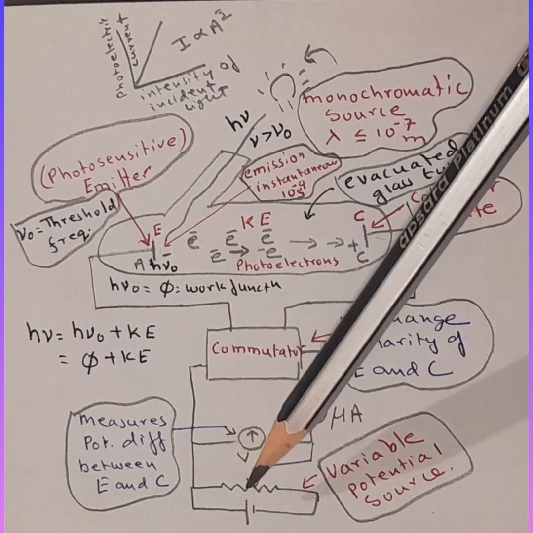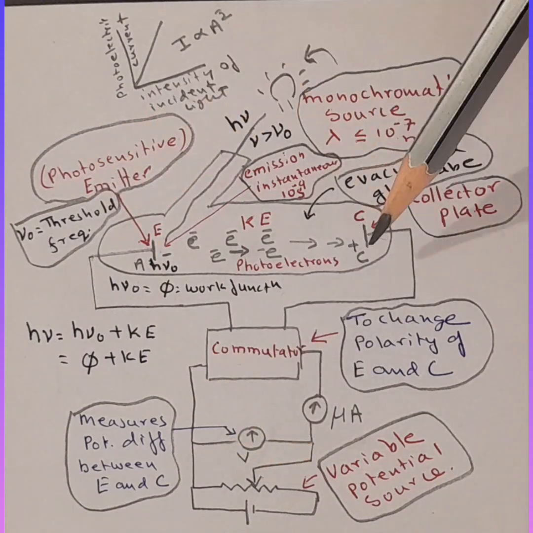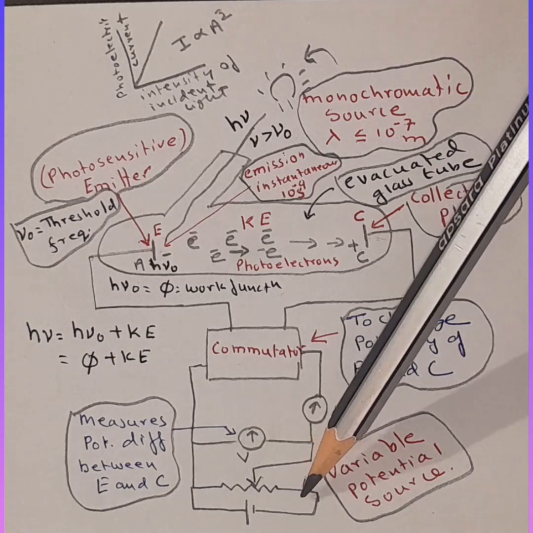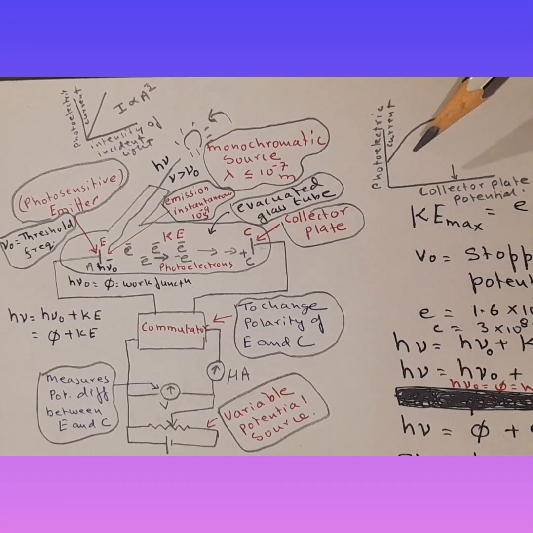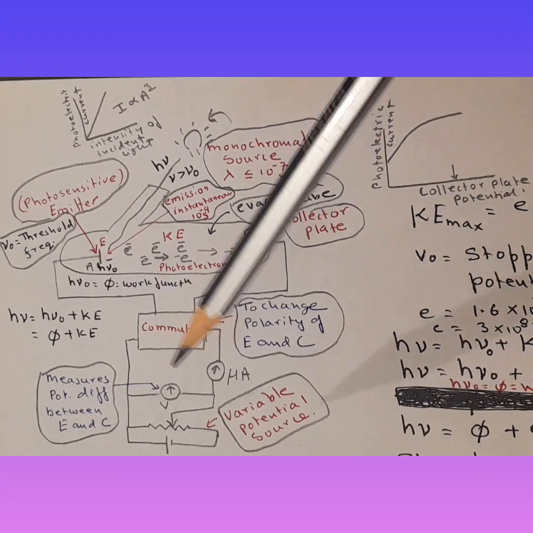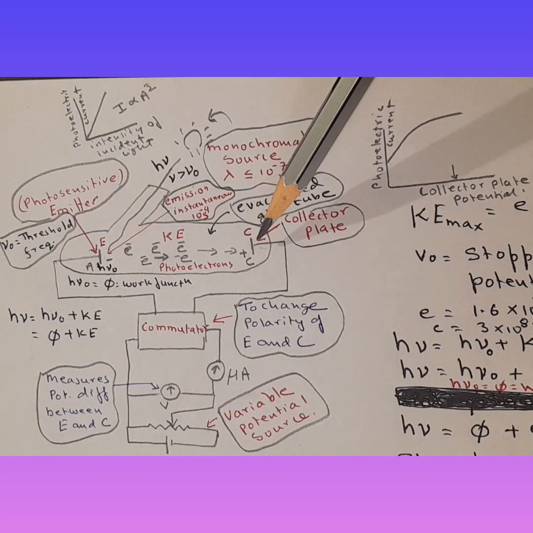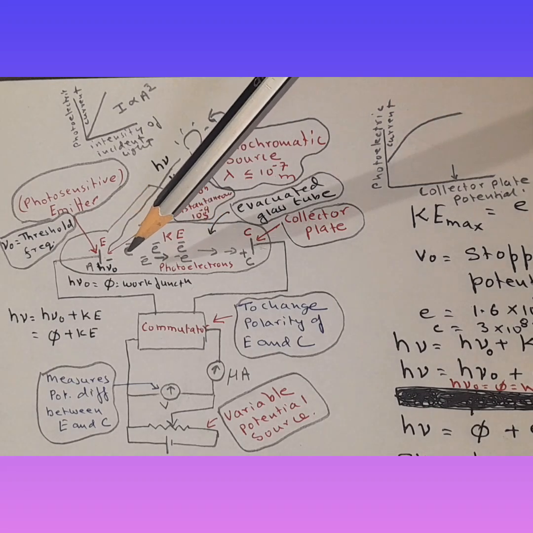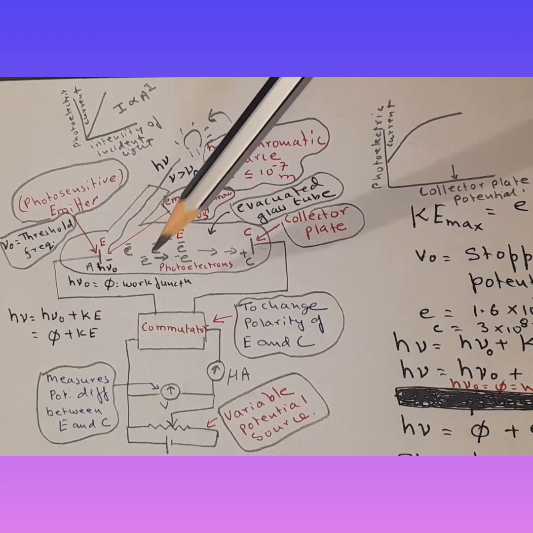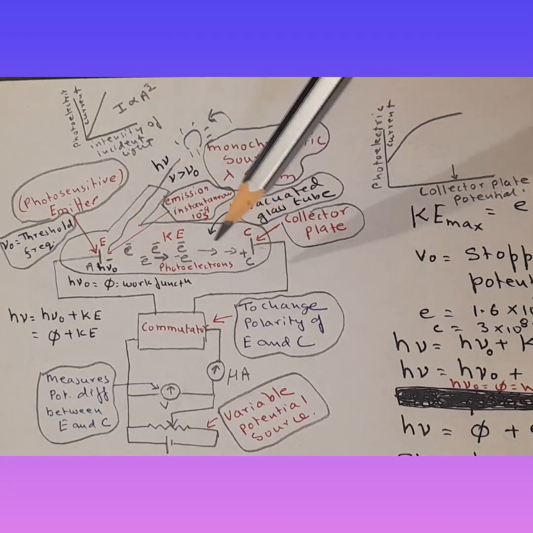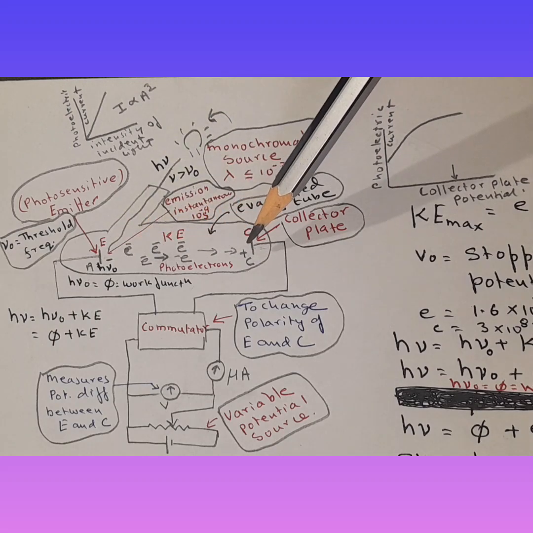So what is the expectation if we increase the voltage across the emitter and collector plate via a variable potential source? We would find the graph over here. As we increase the collector plate potential, we would find the photoelectric current also keeps on increasing. Alright, we know current is what? Rate of flow of charge. So the electrons would be moving with greater velocity, more kinetic energy.